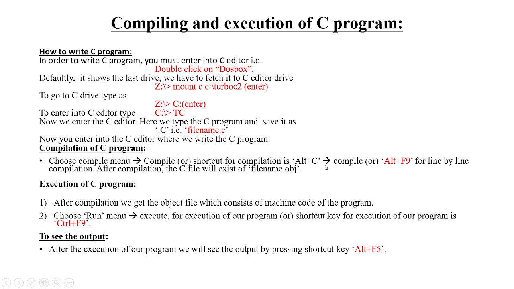After doing so, filename.obj, that is the object code, is generated. To execute that file, we have to go for run, that is Alt R, enter, or Control F9 is the key for the execution. After executing, to see the output, we have to press Alt F5, and here you will find the output of your current program.